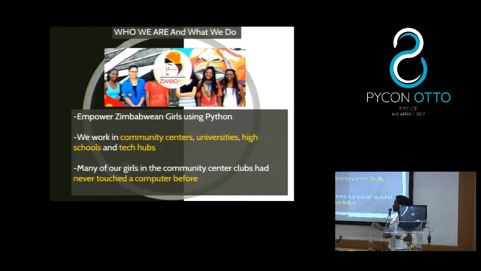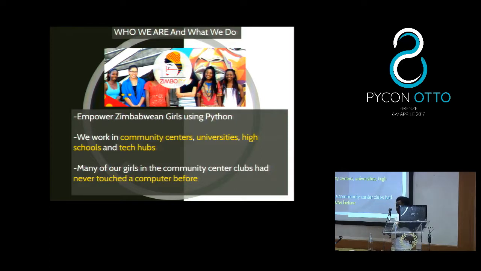I'm actually going to talk specifically about the community center clubs that we do. For our community center clubs, we focus specifically on girls that are from communities that are disadvantaged economically. So we work in the high densities of Zimbabwe. Right now we are in Harare only, so we work in 2 different places in Harare that are high density areas. And most of the girls that come to our club will have never used a computer before.